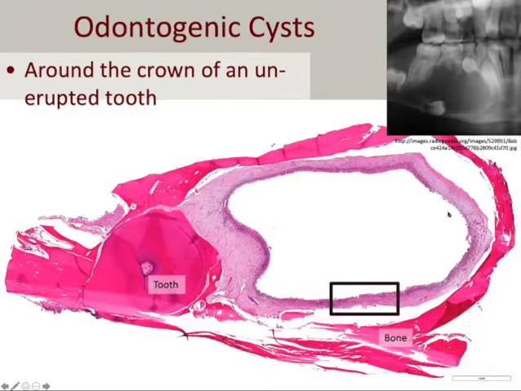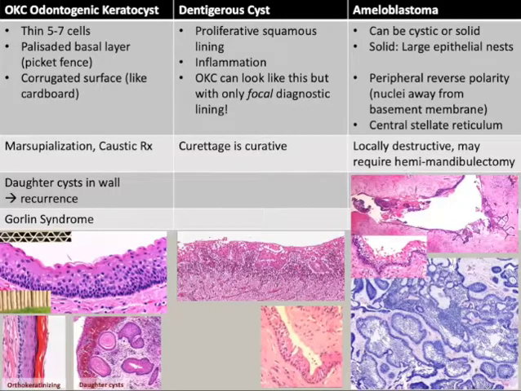One thing that does come up is these odontogenic cysts, so I will mention them. Here we have a picture of a cyst surrounding the crown of an unerupted molar. And so this can be one of a few things. Usually your differential diagnosis includes odontogenic keratocyst, dentigerous cyst, and cystic ameloblastoma. So dentigerous cyst is basically just inflamed squamous.